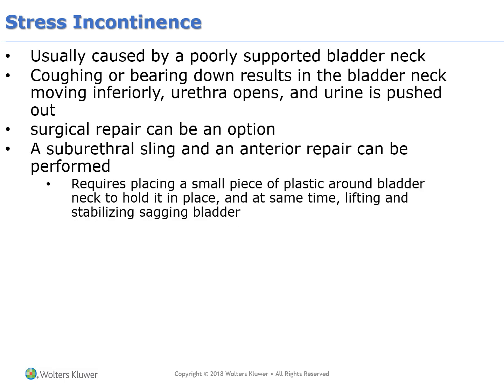The reason patients usually experience stress incontinence is a poorly supported bladder neck. As the pelvic muscles are stretched over time or start to weaken, that can allow the bladder neck to be looser and not as well supported. Coughing or bearing down causes the bladder neck to move inferiorly, and when it does that, the urethra opens without intention and urine is pushed out. Surgical repair can be an option. Something called a suburethral sling and an anterior repair can be performed, which require placing a small piece of plastic around the bladder neck to hold it in place and at the same time lifting and stabilizing the sagging bladder.